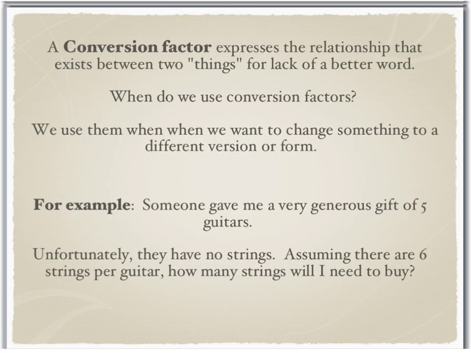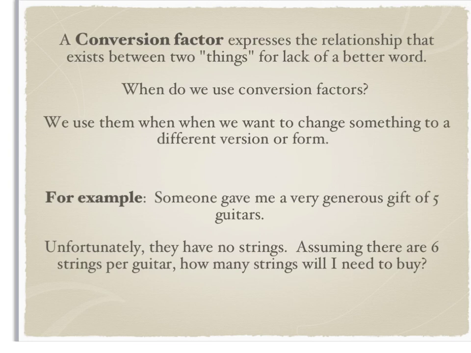So conversion factors, like it says here, express the relationship that exists between two things. We use conversion factors whenever we want to change something to a different version or a different form. For example, changing units is a very common use for conversion factors. If you're in a foreign country and it's 50 kilometers to the next town and you want to know how many miles that is, you could use a conversion factor from kilometers to miles to help you figure that out. But it's not just for changing units.